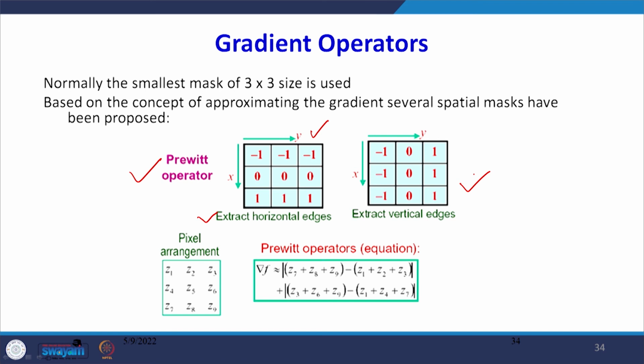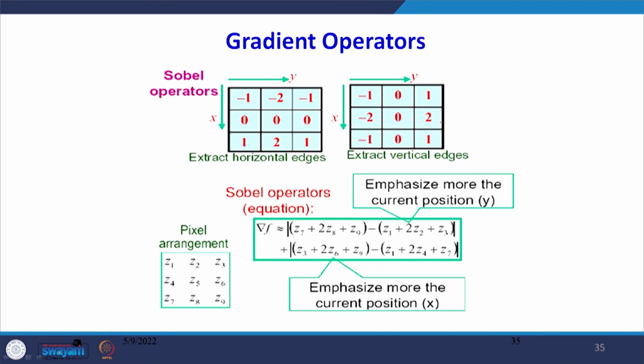The second filter is just the reverse of that. The rows are shifted into the columns, right. So now the first column is all -1, the second column is 0, and the third column is all +1. Here the sum is 0. So when I apply this particular filter, it will extract the vertical edges. So if I take the gradient of the two together, then I can highlight all the edges.